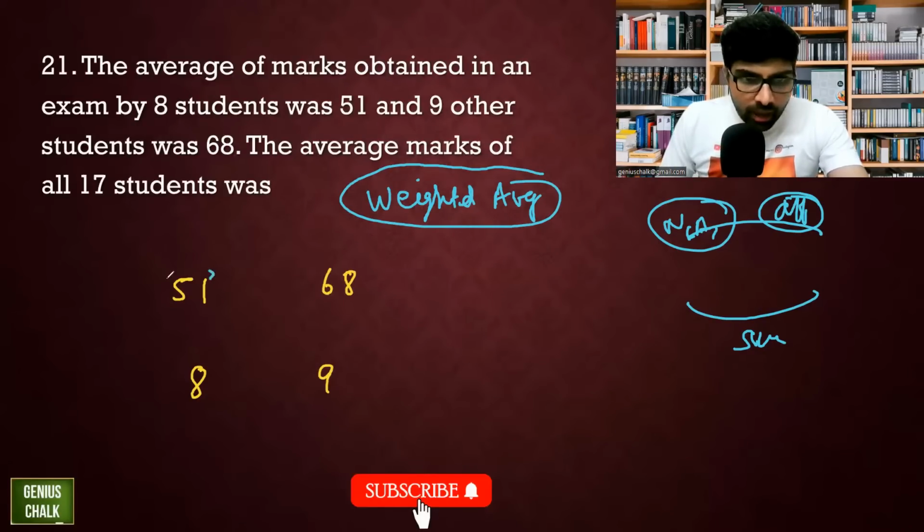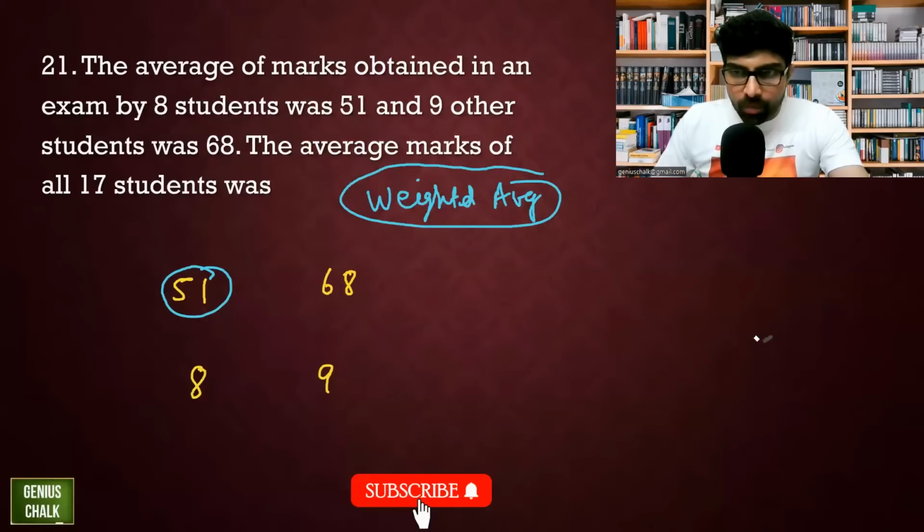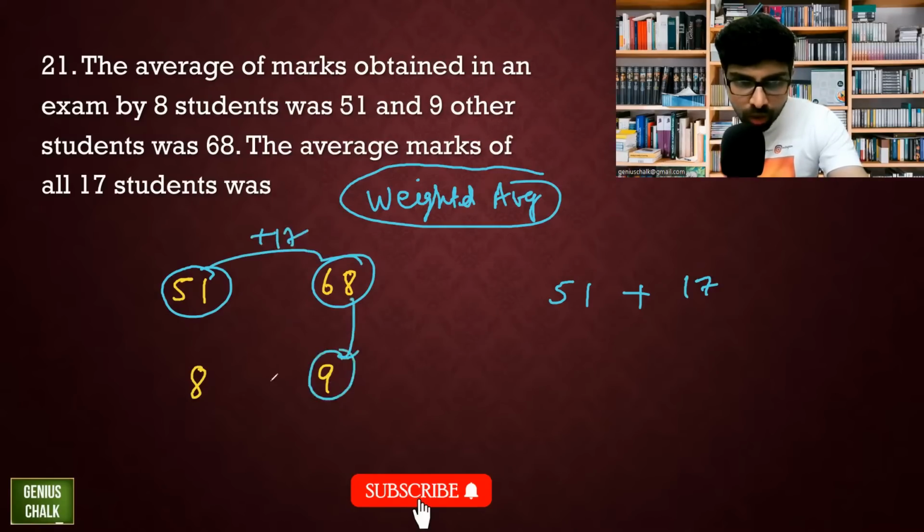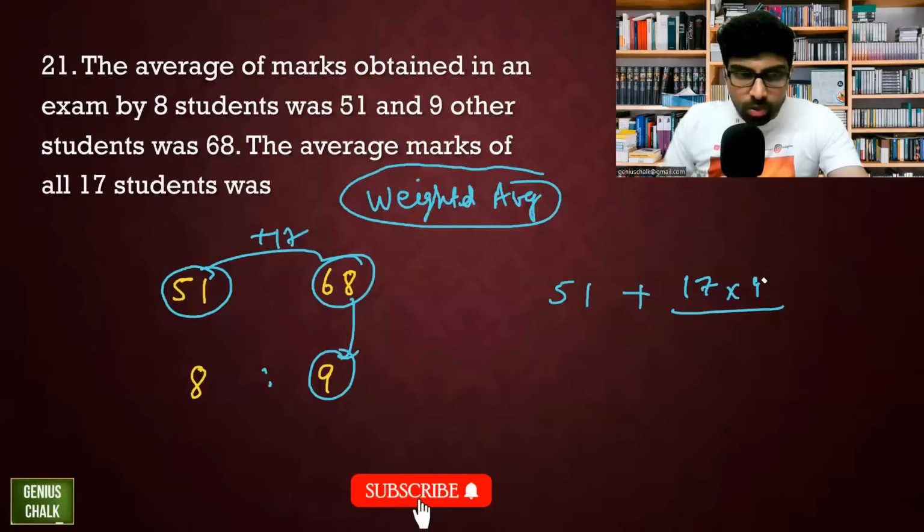Let's say I take the overall average as 51 only. Fine. Now, this 68 is how much extra? 17 extra than 51. And this is not for one student, it is for 9 students.